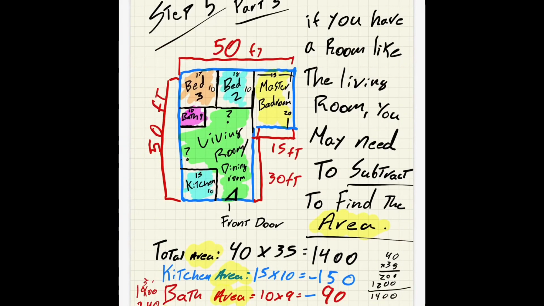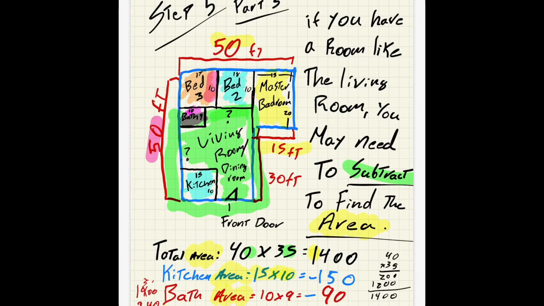So, if you happen to have a room like my living room, you may need to subtract to find your area. So for this, I've calculated the total area of that big box there. And that's 40 by 35. I got that by subtracting 50 minus 10 to give me that 40. And subtracting 50 minus 15 to give me 35.